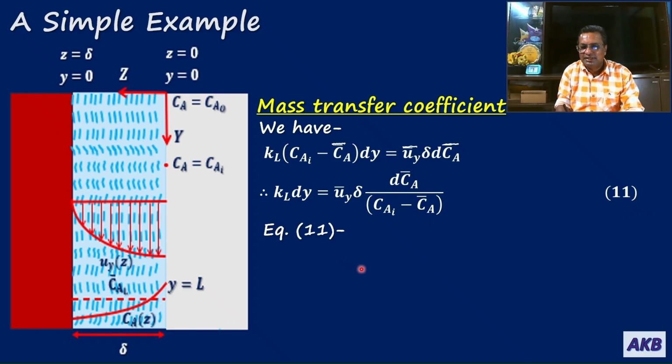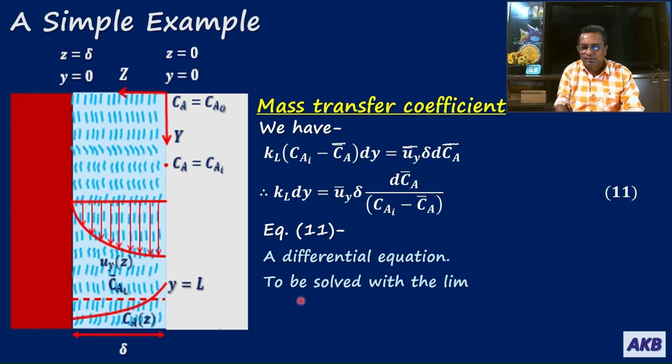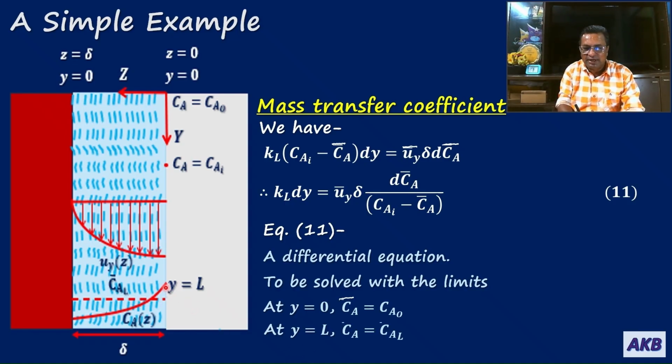Equation number 11 is a differential equation, and we need to solve it. For solving that differential equation, what are the limits available? At y is equal to 0, CA bar is nothing but the initial concentration CA naught, and then at y is equal to L, CA bar is nothing but the average concentration at y is equal to L, that is CAL bar. So let us solve equation number 11 with these boundary conditions.